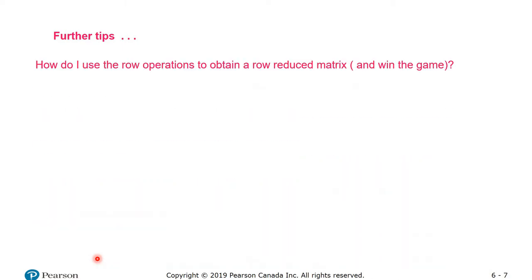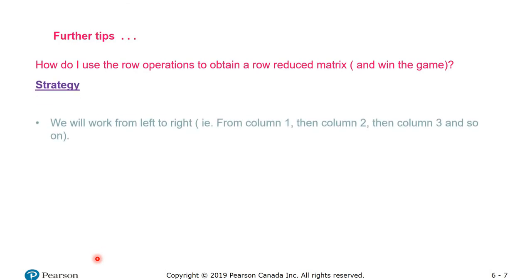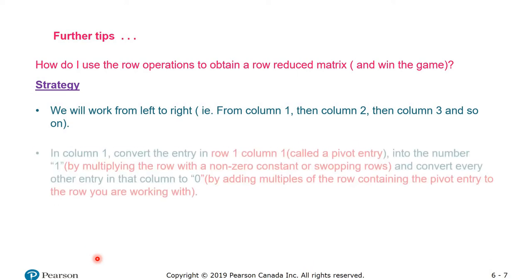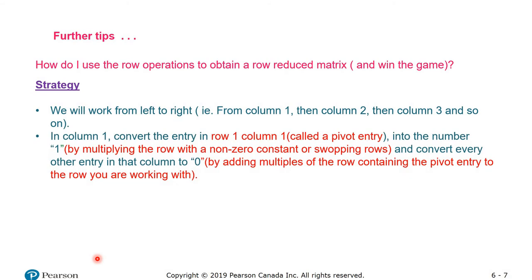But now what about the intermediate steps that need to be applied? Meaning, how do you apply the row operations to get a row reduced matrix? That's the question. This is the strategy you will follow once you've written down your augmented matrix. You will work with your matrix from left to right. You will start with column 1, then move on to column 2, column 3, and so on. It depends on the size of your augmented matrix. So let's say we've just started and we are now in column 1.